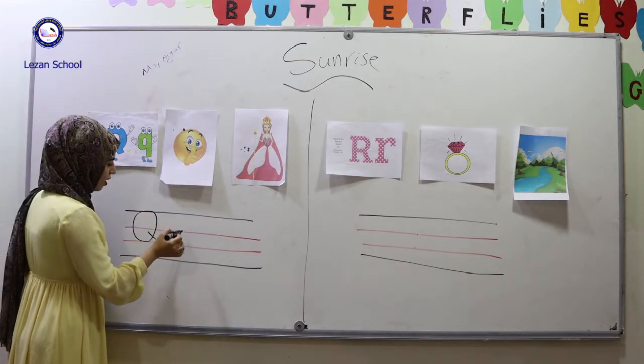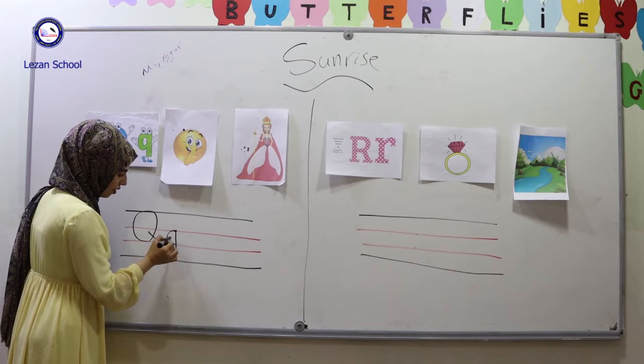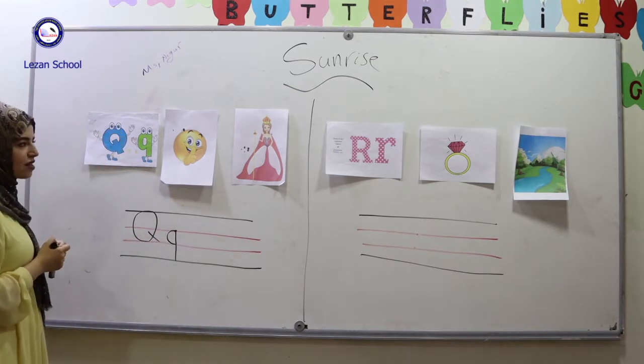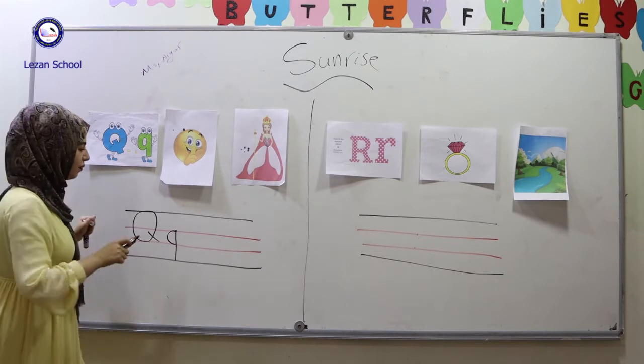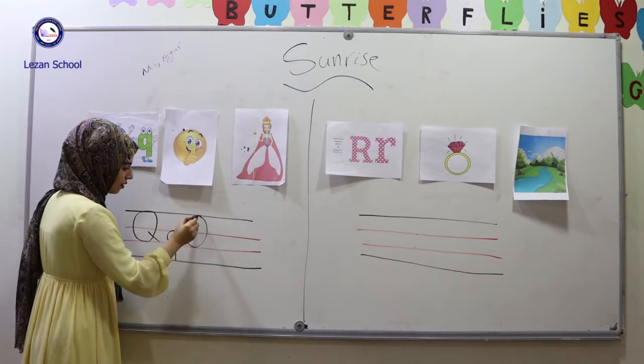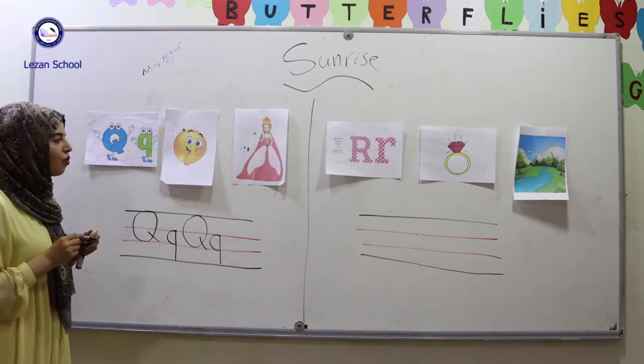This small qua starts from the second line, goes to the fourth line and makes a round, then goes to the third line. This is small qua. Again, capital qua, small qua.